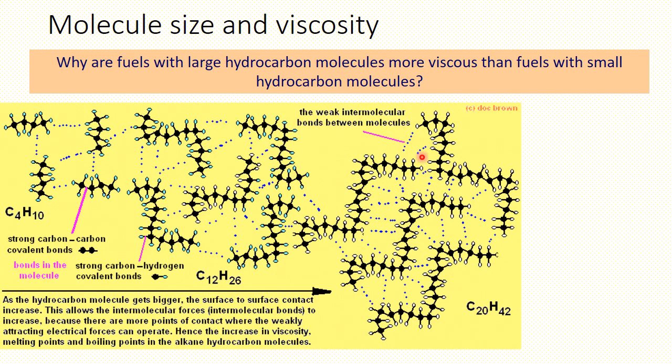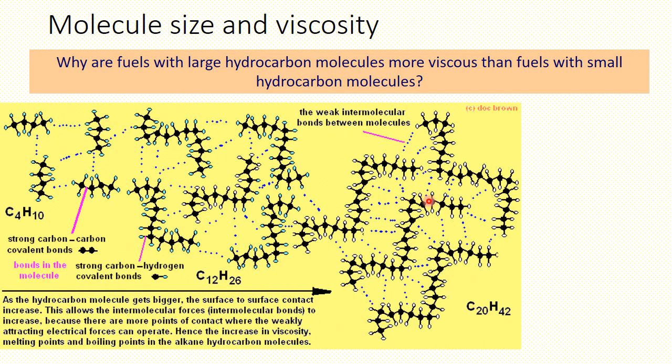Whereas if we jump over to this molecule here, C20H42, this is a much longer chain. You can see that there are 20 carbons in that chain, and therefore those intermolecular forces, remember they're weak, but the point is that between this molecule, instead of having 1 or 2 between each molecule, we've got 5 or 6, and so those intermolecular forces are much stronger.